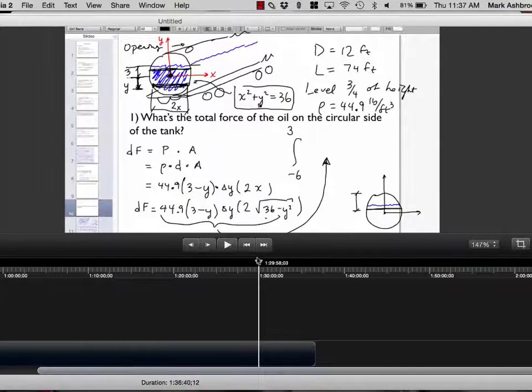And so then we're going to add up all the strips from -6, because the lowest strip that's going to apply a force onto this plate is down here at y equals -6, all the way up to the surface of the oil, +3. So from -6 to 3, 44.9, 3 minus y, 2 radical 36 minus y squared, which comes from x in our equation of our circle, times dy.